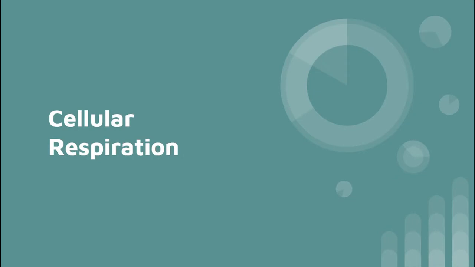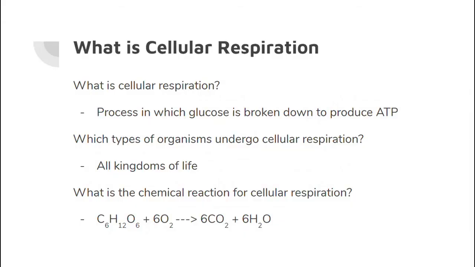Okay, so today we're going to be talking about cellular respiration. To start off, what is cellular respiration? Cellular respiration is the process in which glucose is broken down in order to produce ATP, or energy.